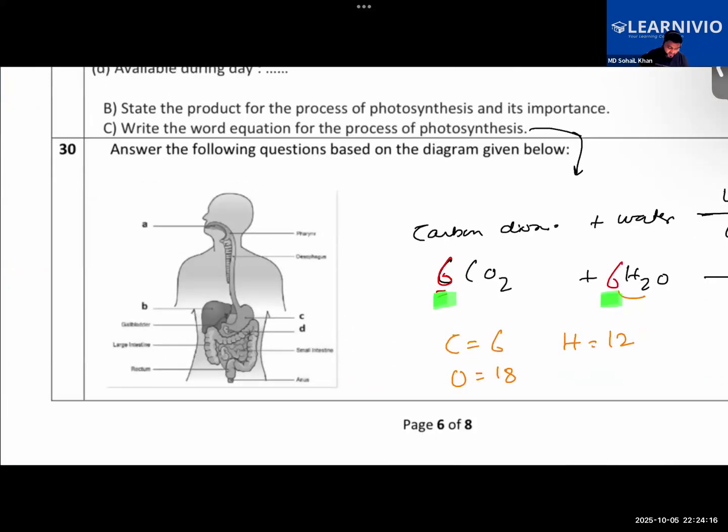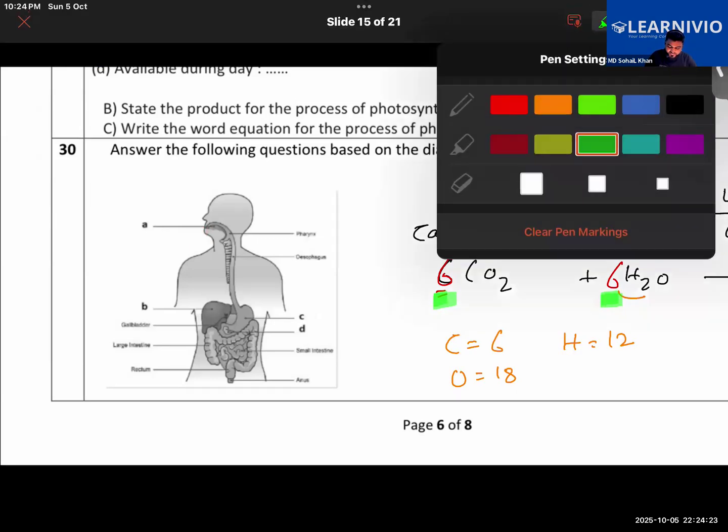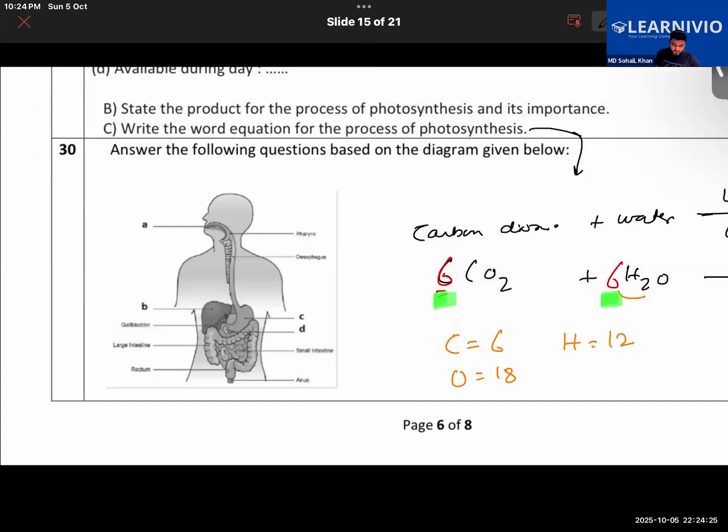So A here is showing the mouth. Which gland secretes its secretion in the mouth? The gland is the salivary gland. Okay. And B is the liver, which is the largest gland in your body. So tell me about the secretion of both the salivary gland and the liver, and how they play an important role in digestion.